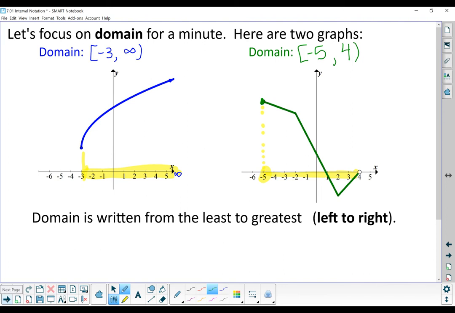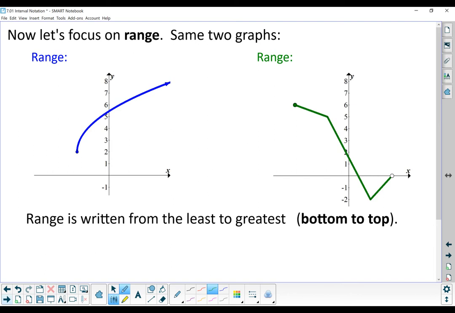Okay, so for domain, I focused on the x-axis. I focused on x values. For range, same graphs, but this time I've removed the numbers on the x-axis so that we can really focus on the y-axis. For range, we want to focus on the y-axis and the y values, or the output values. So the lowest point on this graph is 2. We want to write range from least to greatest. So on a vertical number line, that would be from the bottom to the top. So this graph starts at 2 and it goes up and up and up forever. And again, if I zoomed out on that graph, I would see it continuing up. So I don't want to say it like stopped at 8 or anything, because it does keep going.